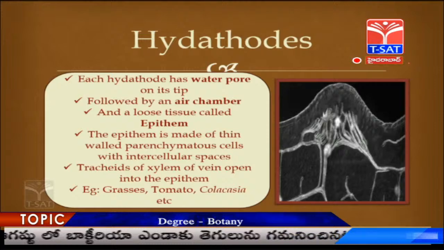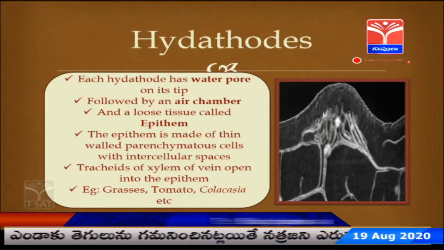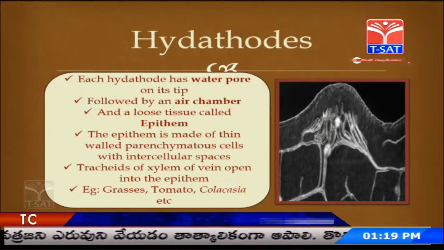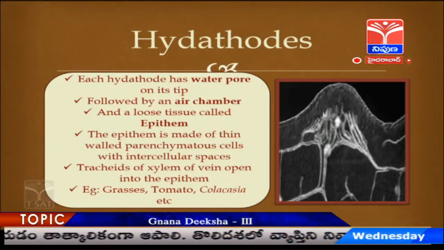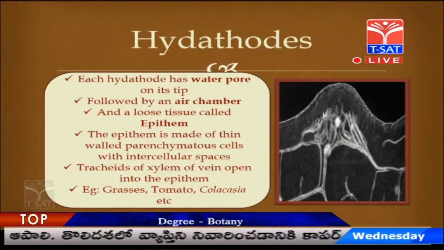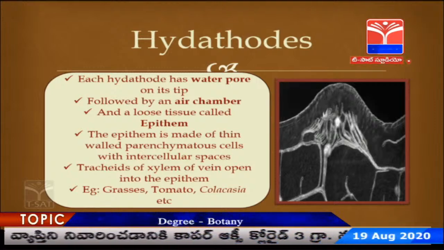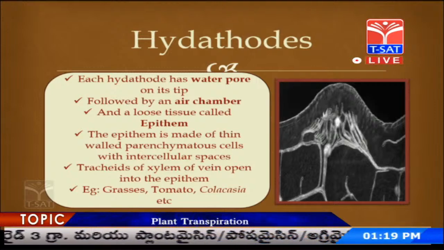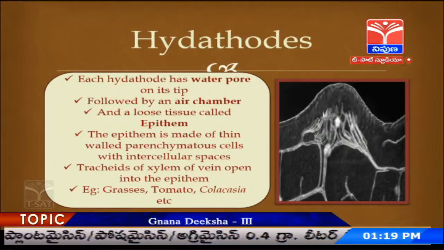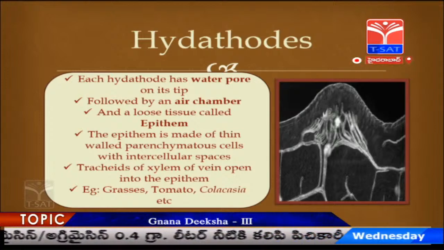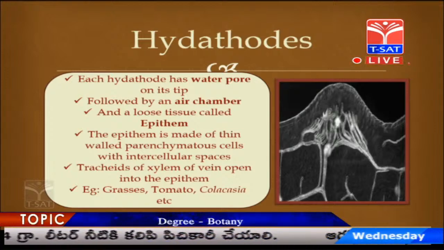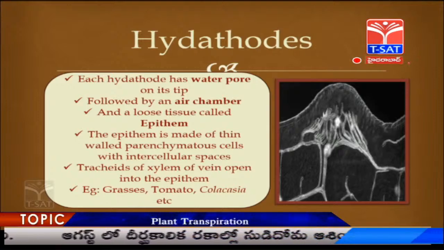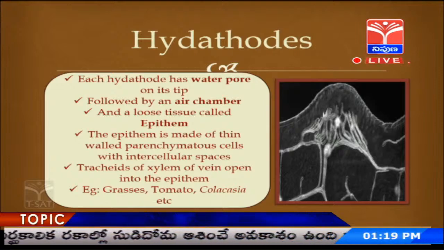Now, look at the electron microscope picture of a hydathode. What you find is that each hydathode, or water pore, has a small opening called the water pore on its tip region, followed by a large air chamber. This large air chamber is followed by a loose mass of thin parenchymatous tissue, which we call the epithem. The midvein openings, that is the tracheids of the xylem, open into this epithem.